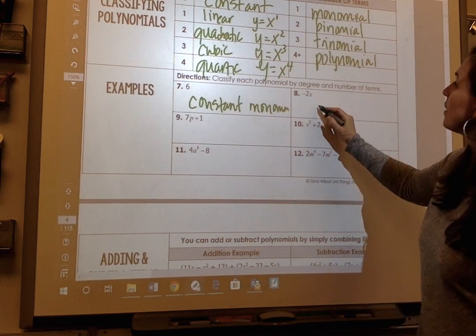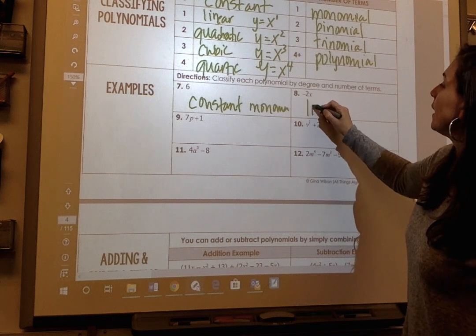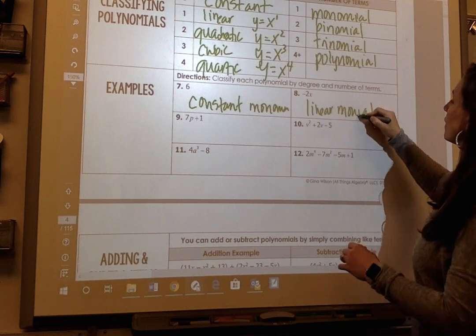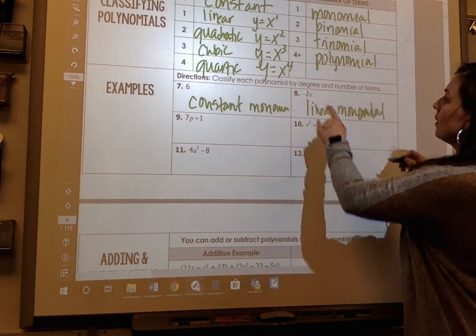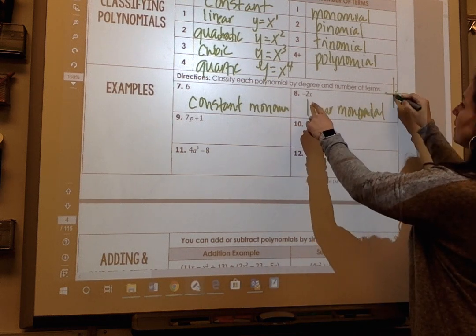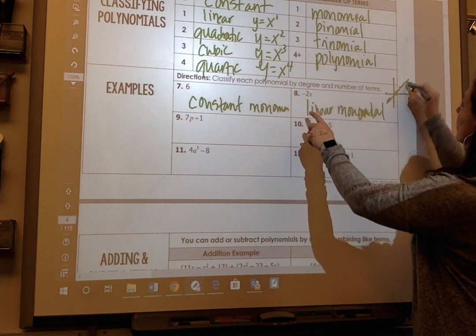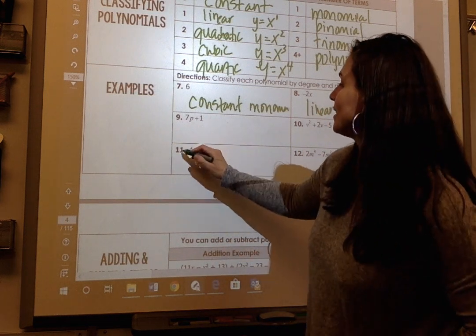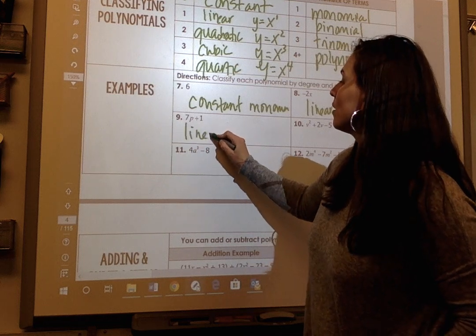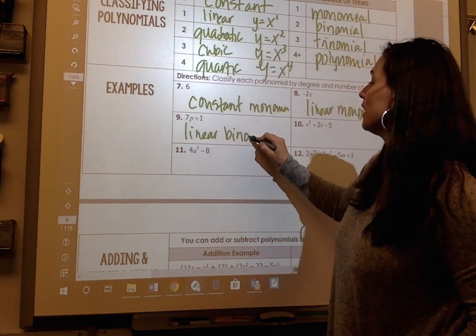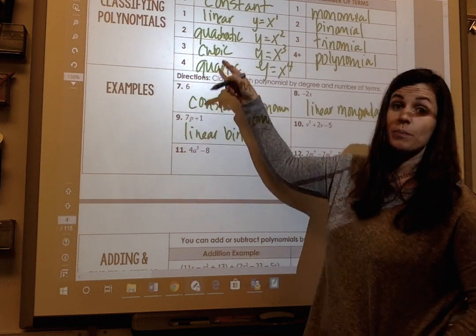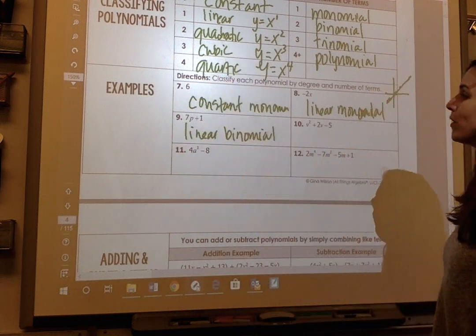Number 8 would be a linear monomial. Because if I graph that, my beginning point is 0 and my slope is up 2 over 1, so it looks like that. Number 9 is a linear binomial. If I graph that, my beginning point is 1 and my slope is up 7 over 1. So that's a linear binomial.